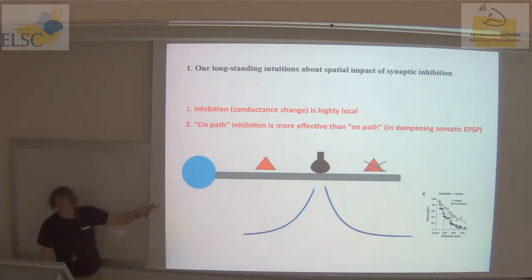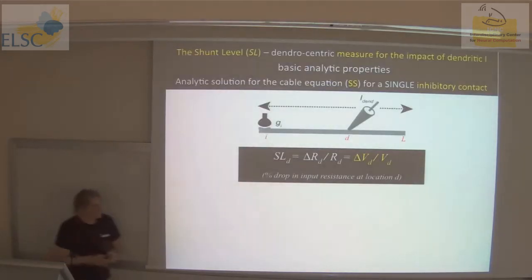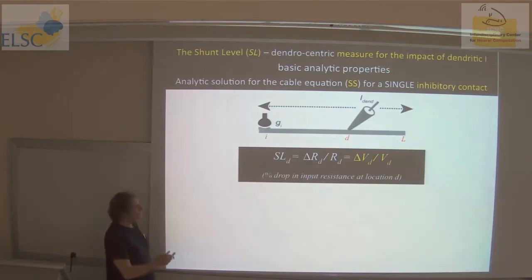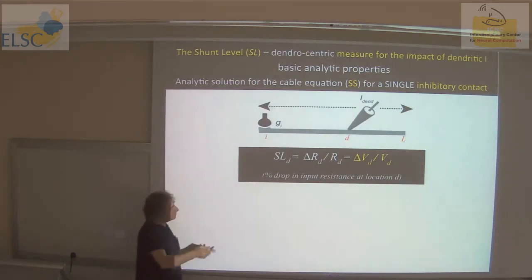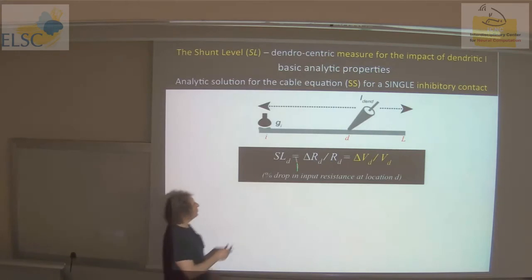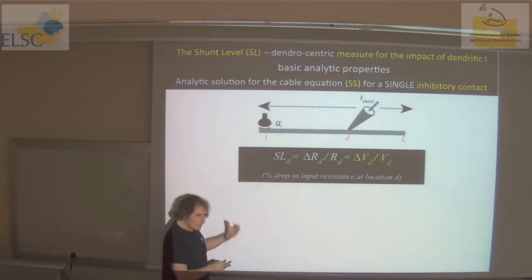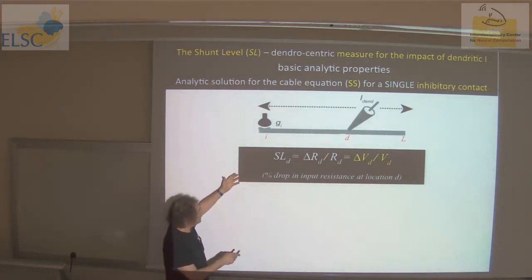And this was proven mathematically by Koch and Poggio. So I want to introduce very fast this term, the shunt level, which is after I explained just before what I meant about visibility of the shunt. So I want to define the shunt level, which is a percentage drop in input resistance at some location D, following a conductance perturbation at some location I.